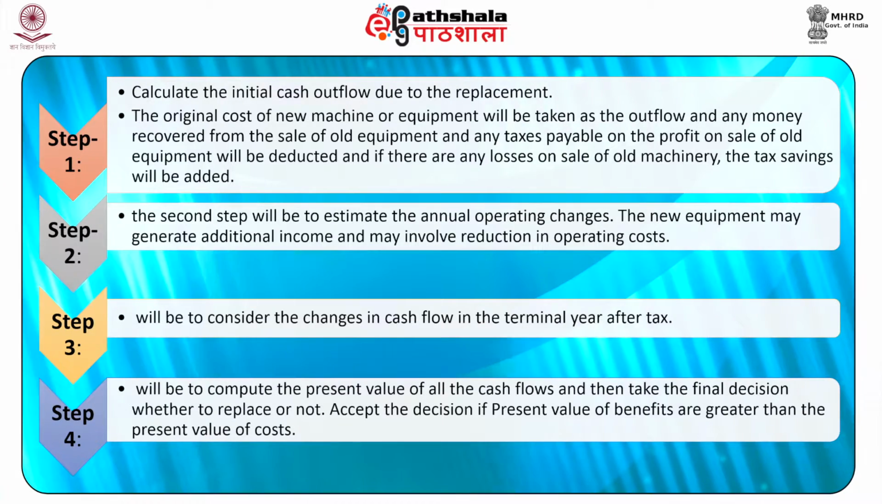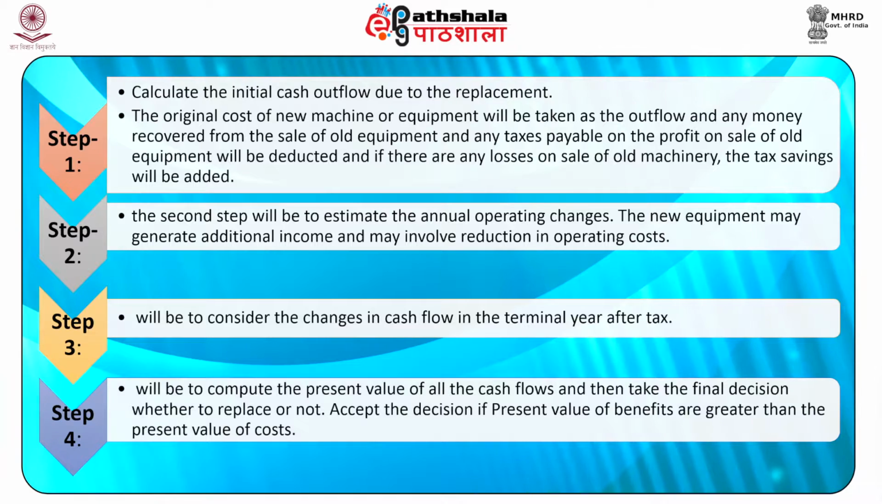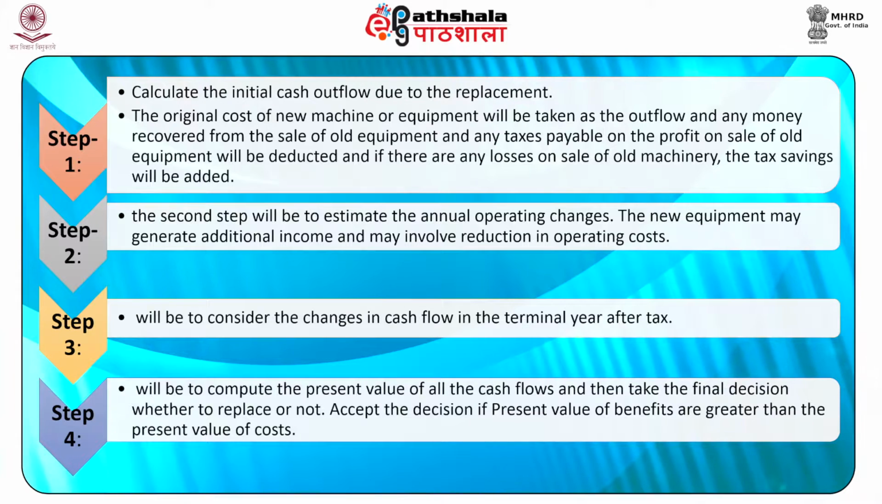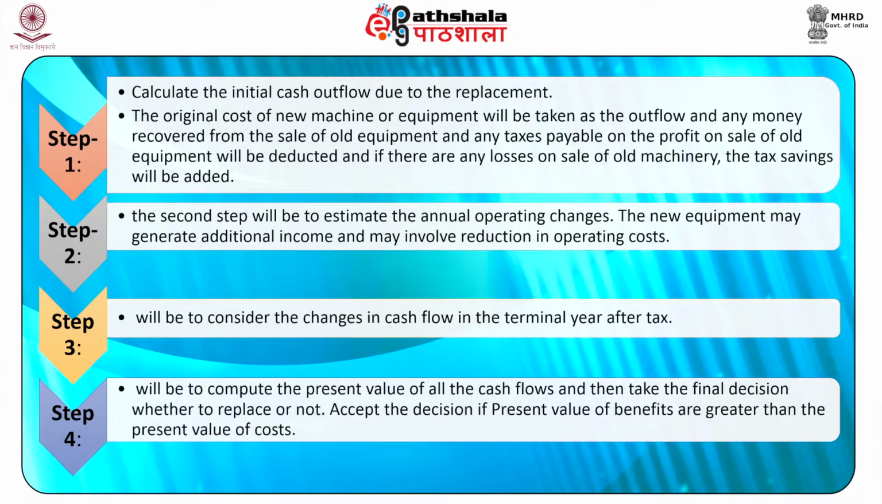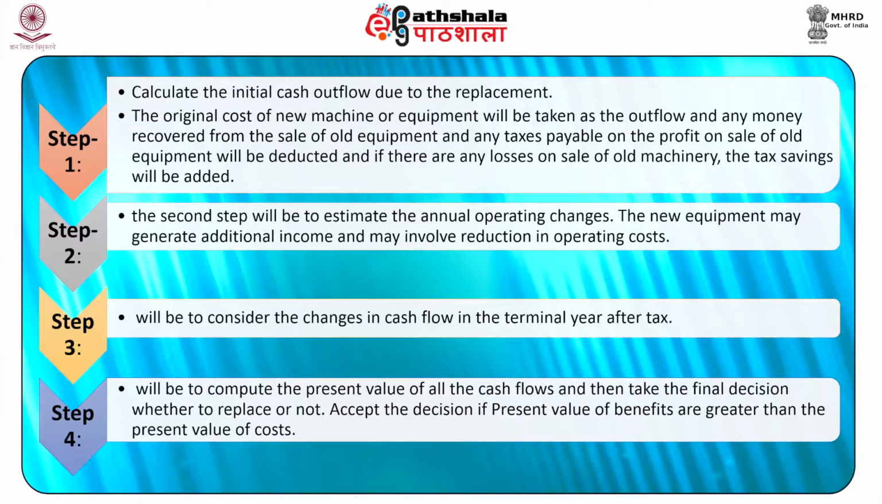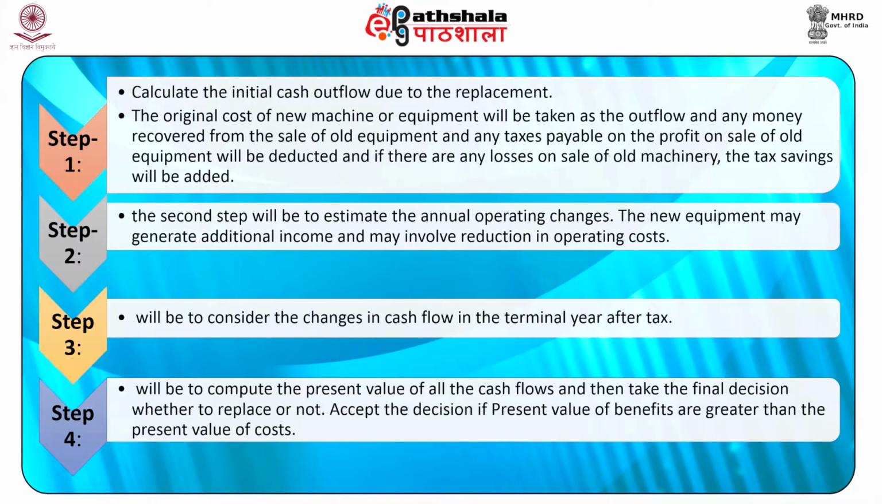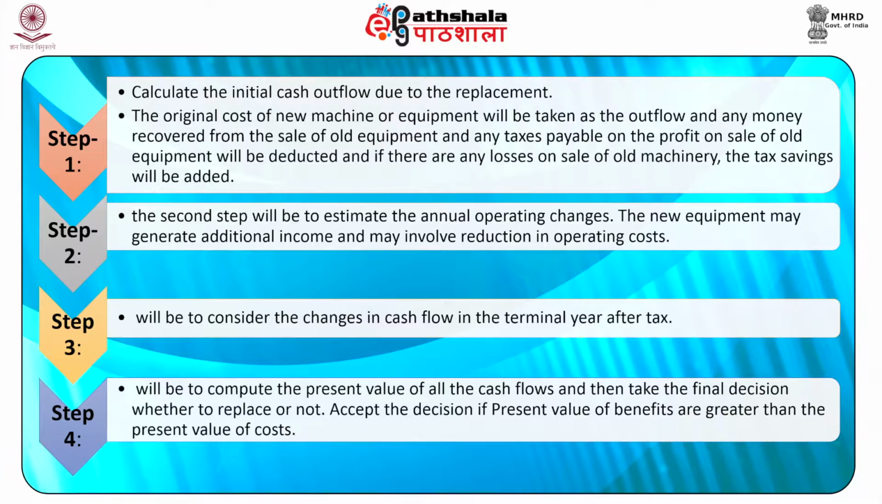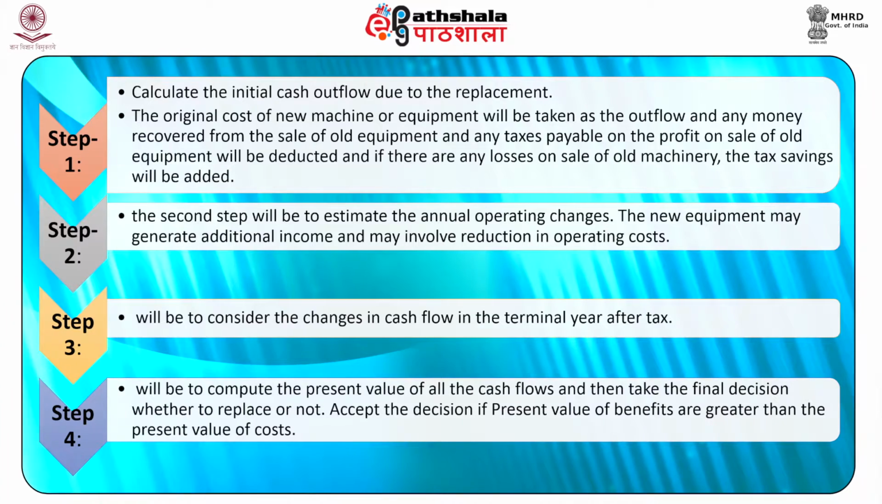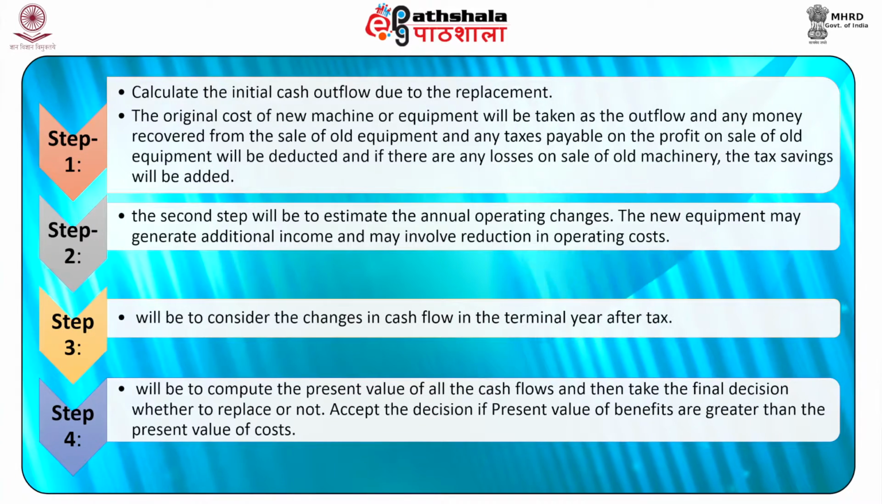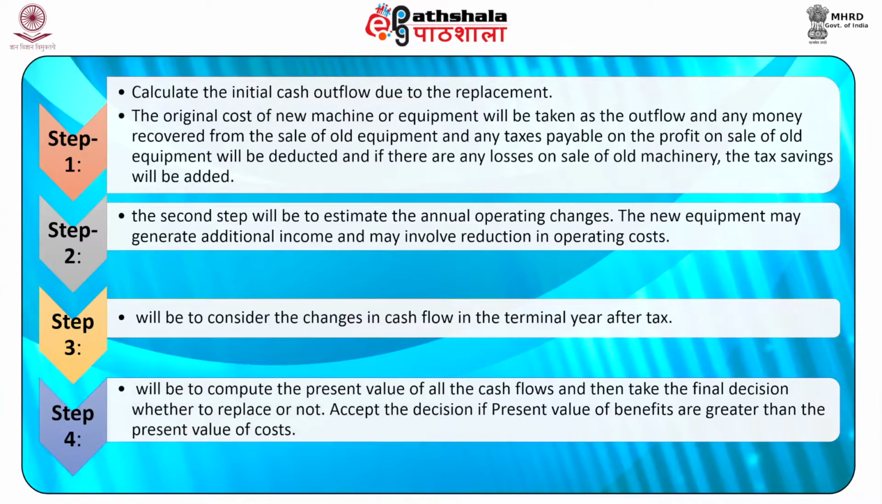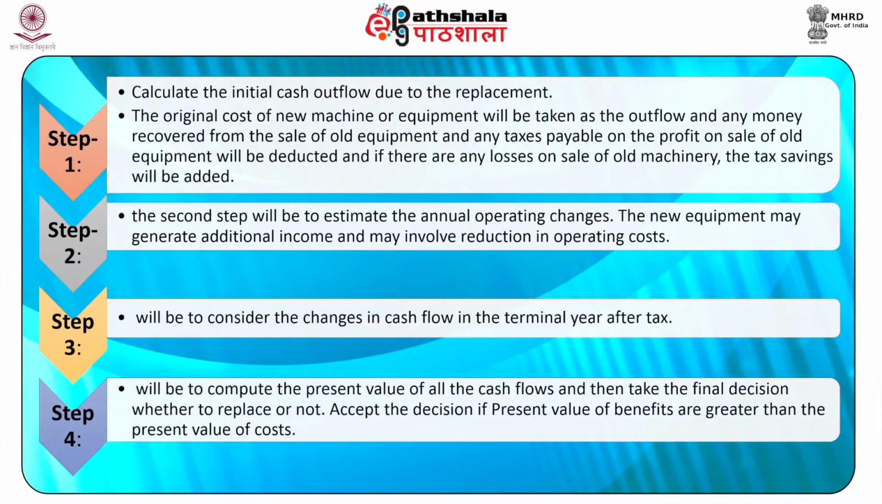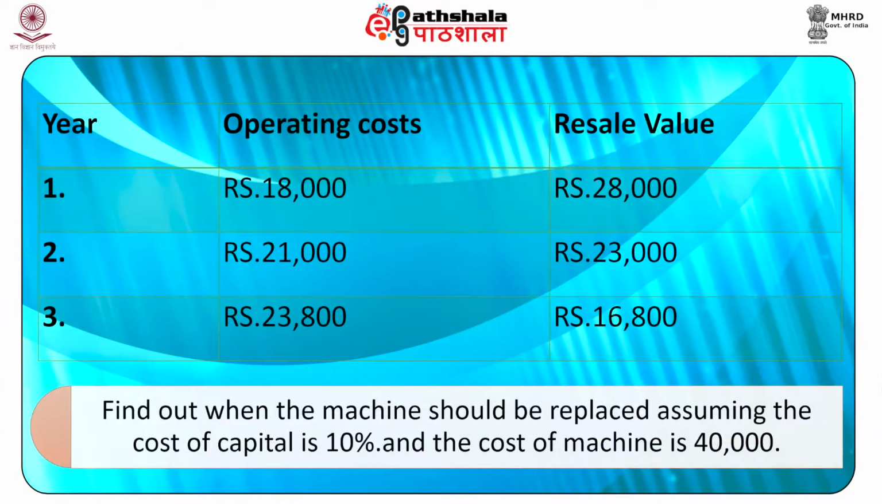Step 3 will be to consider the changes in cash flow in the terminal year after tax. Step 4 will be to compute the present value of all the cash flows and then take the final decision whether to replace it or not. Accept the decision if the present value of benefits is greater than the present value of cost. Now let us look at one example.